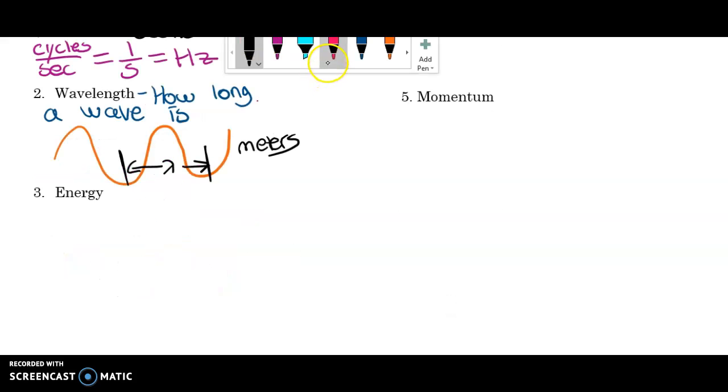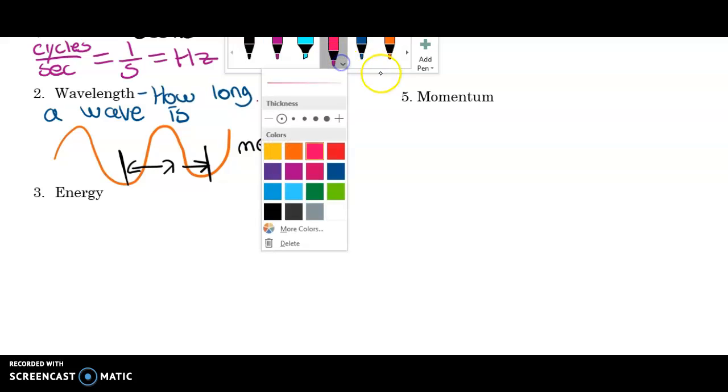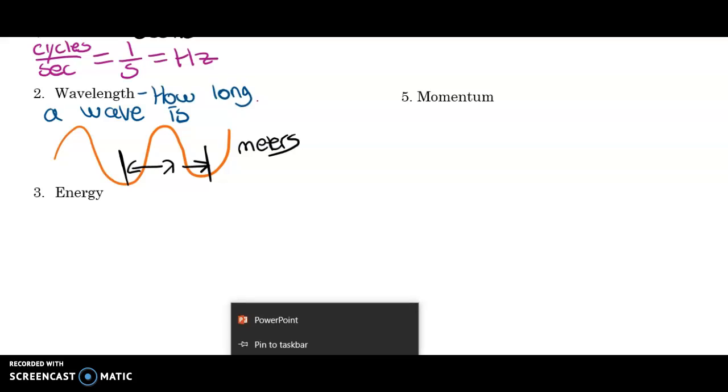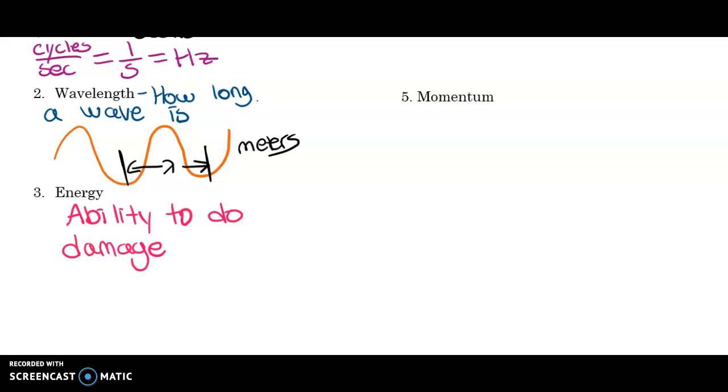Energy, you've probably talked about energy in other classes, but I might give you a different definition than you've heard before. We're going to define energy in this class as the ability to do damage. We don't need to worry too much about what that means. We'll spend an entire unit later on about energy, but I think it might help you make sense of the higher the frequency of this electromagnetic wave, the greater its ability to do damage. Those gamma rays, they can cause the most damage because they have the highest frequency and have the highest energy as well.